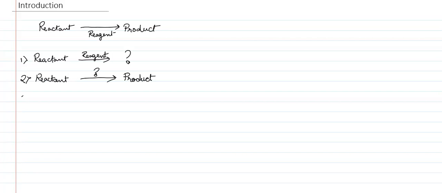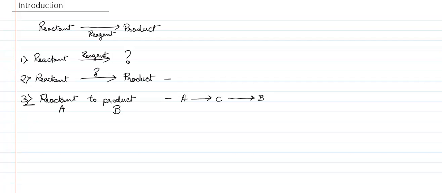The third case is where you've been given the reactant, and you are asked how to convert a particular reactant to the product. Now you'd be wondering what's exactly different between the second and the third one. So in the third one, let's say we have a reactant A and it has to get converted to our product B. In this case, A might have to be converted to C using a reagent, and then it can get converted to B using another reagent. So there could be an intermediate step that leads to the conversion of A to B.